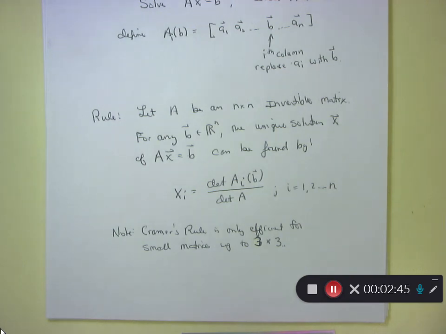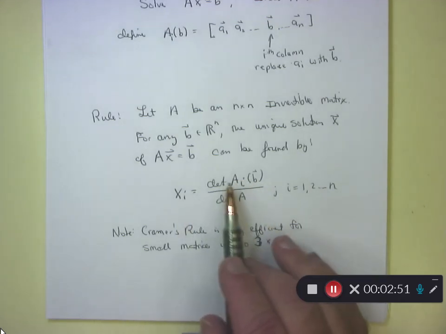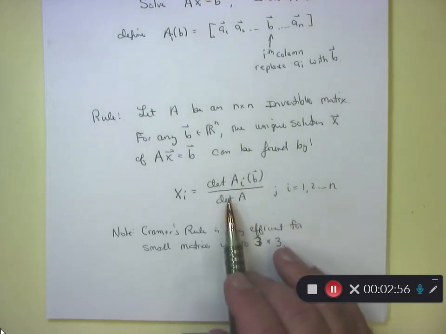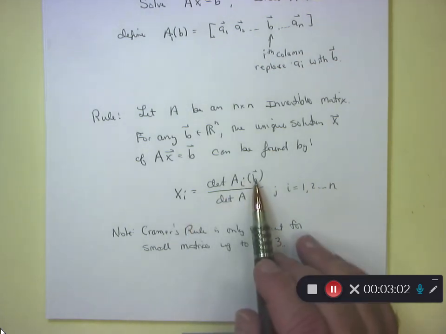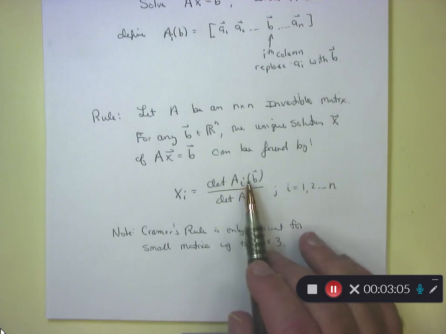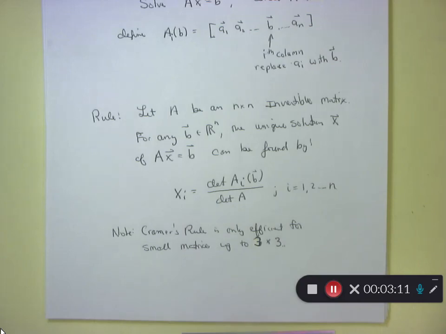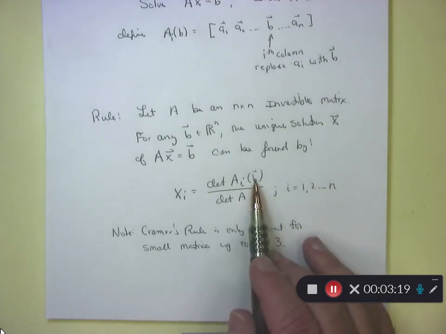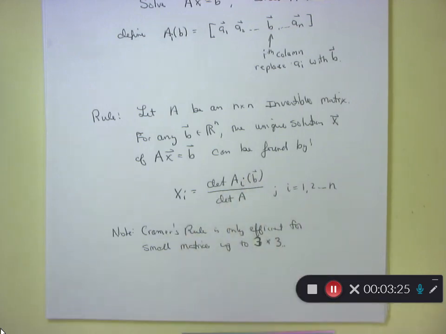And again, 3x3 is the most you'll ever want to use with this. So x1 would be equal to the determinant of A1 of B, so you replace the first column of A with B, take the determinant of that, divided by the determinant of the coefficient matrix, and that'll give you the solution for x1. For x2, you replace the second column with B, take the determinant of that matrix, divided by the determinant of A, the original coefficient matrix. That'll give you the solution for x2, and x3 would be the same thing if it went up to a 3x3. You take the third column of A, replace it with the B vector, then take the determinant of that and divide by the determinant of the original coefficient matrix. That'll give you x3, and you've got your answers.